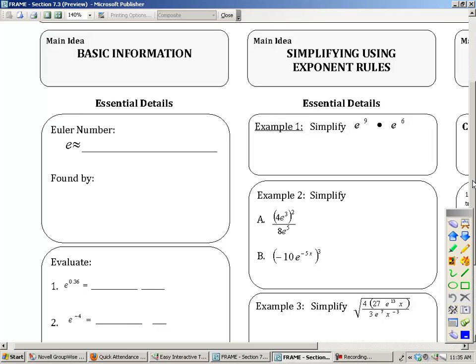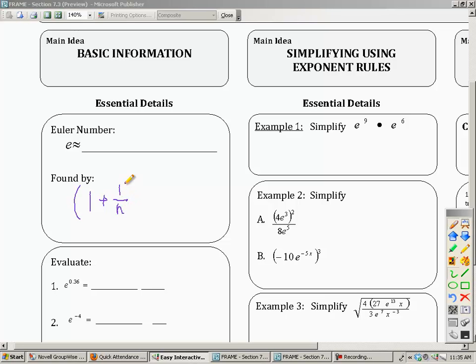I want to start with this basic idea. What is E and where in the world does it come from? E is called an Euler number, and I'm going to start with how it's found. We took that compound interest formula, 1 plus the rate r over n to the nt, and instead of our rate we made it 1 over n to the nth power. We just made our time 1 and our rate 1.